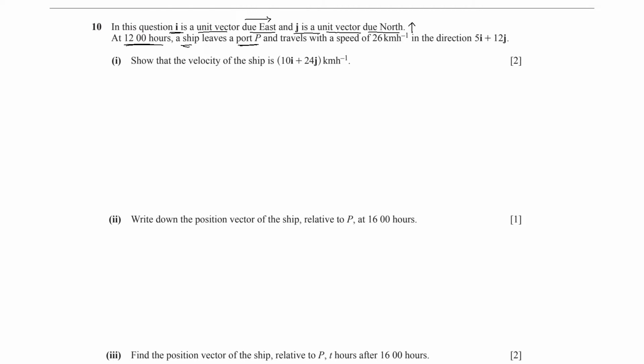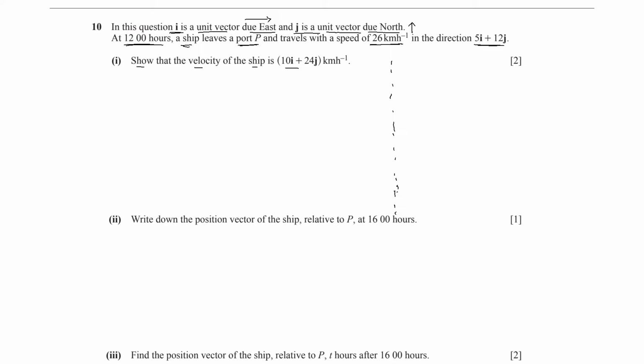and travels with a speed of 26 km per hour, which is the magnitude of the velocity, in the direction of 5i plus 12j vector. For the first part of this question, we have to show that the velocity of the ship is 10i plus 24j km per hour. Now, before solving the actual problem, let's discuss some relationship among the vector, unit vector and its magnitude.